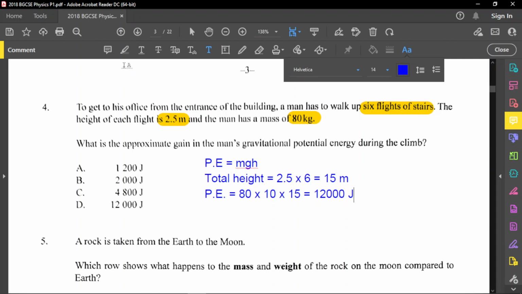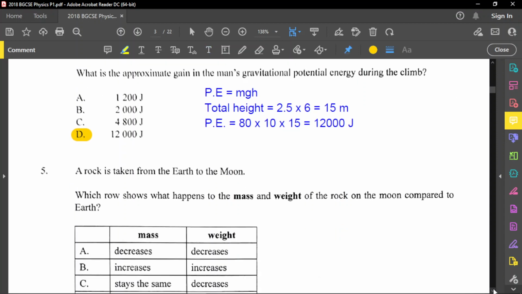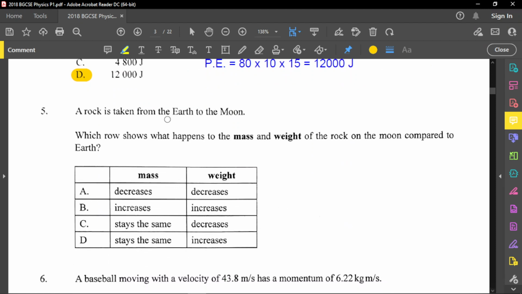All right. So the answer here has to be D. Question number 5. For question number 5, it said a rock is taken from Earth to the moon, which row shows what happens to the mass and weight of the rock on the moon compared to the Earth.